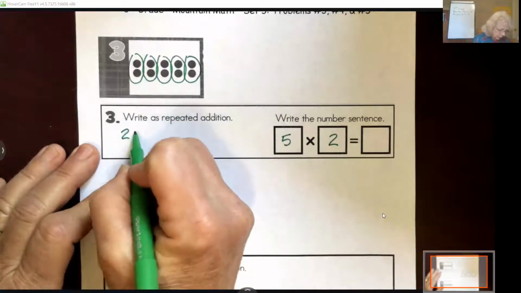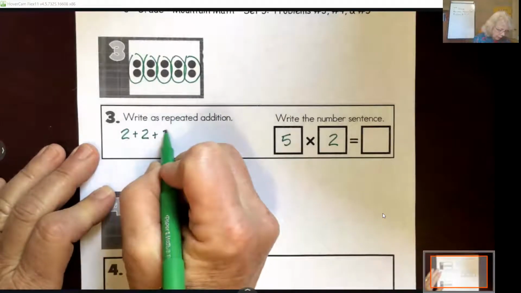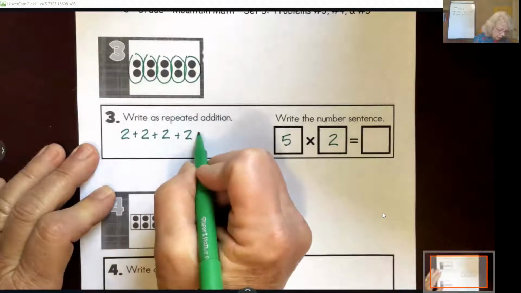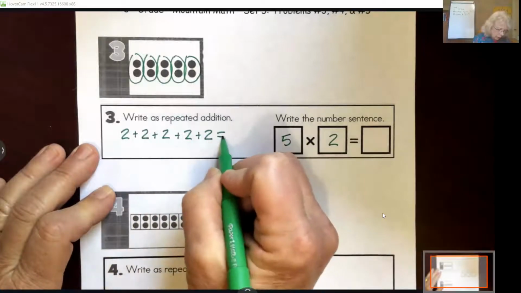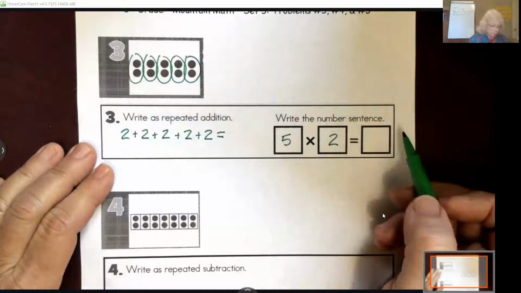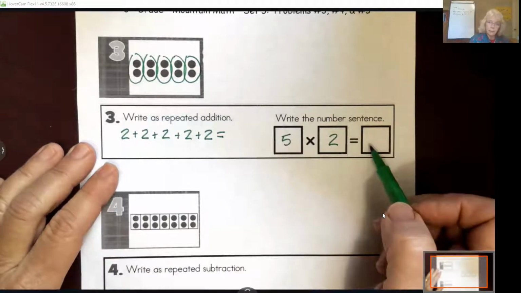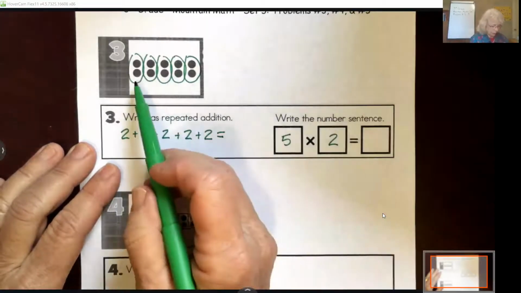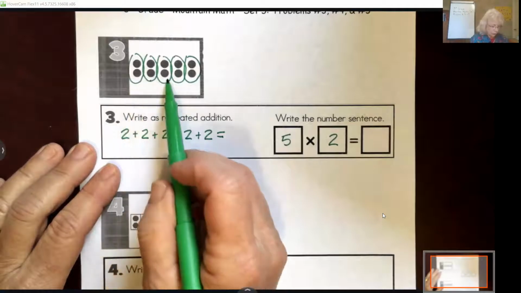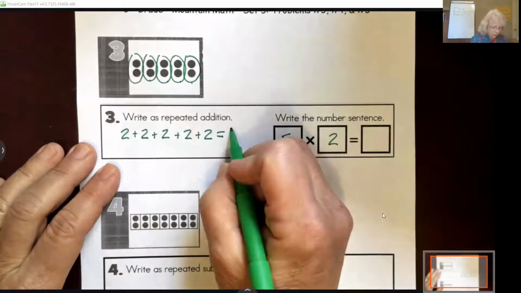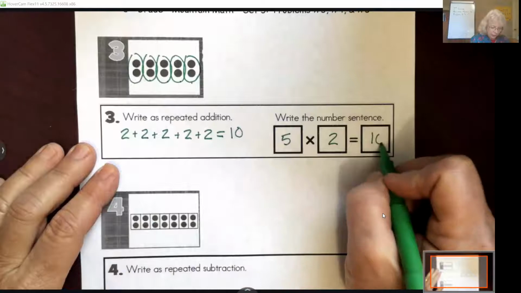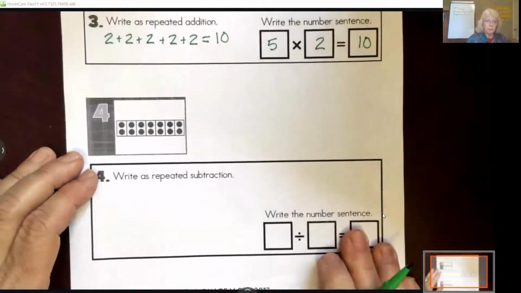So we have 2 plus 2 plus 2 plus 2 plus 2 equals, and I think the easiest way to solve this is count by 2s, which I think most of you know. 2, 4, 6, 8, 10. So we have our answer is 10. Pretty easy one for you.